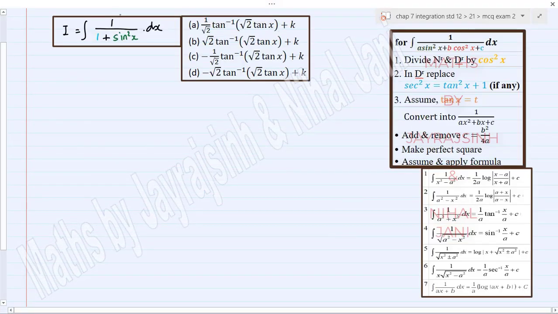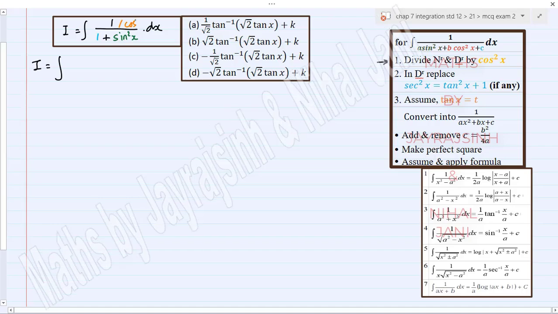Here we have to integrate 1 upon 1 plus sin square x, which is in the form of 1 upon a sin square x plus b cos square x plus c. So let's follow each step. Our first step is we have to divide numerator as well as denominator by cos square x.